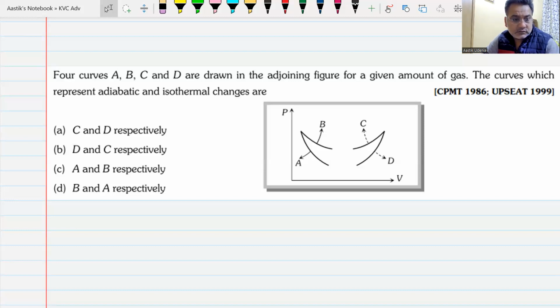So A and B both are steeper, no, sir? A and B both are steeper? What are you saying? A and D, sir. Sir, only C, sir.